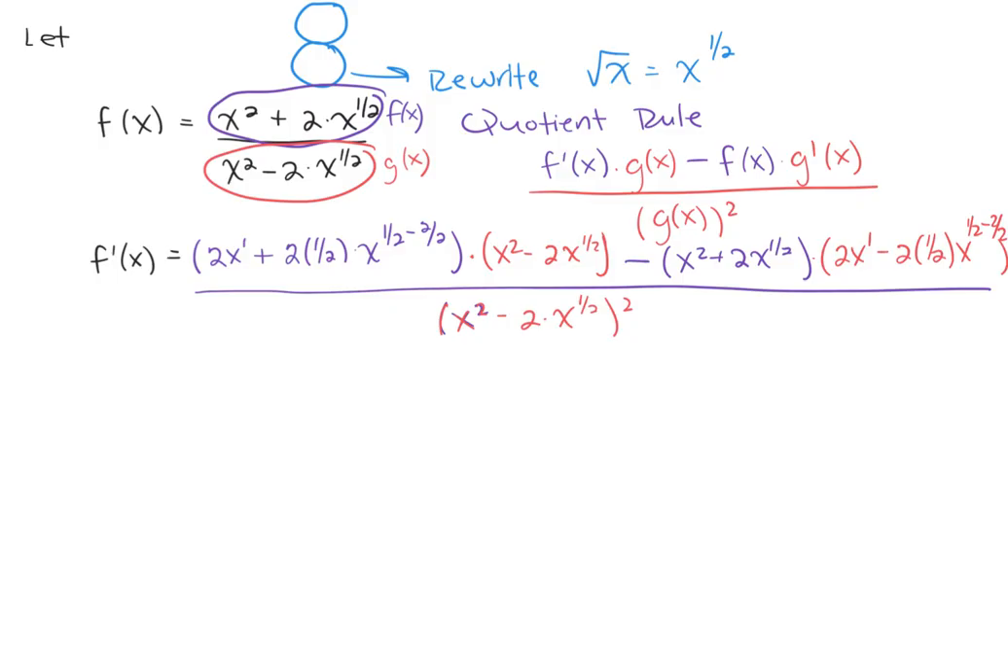All right, let's clean this up. Let me move over to the left here. I'm going to need a little bit more space to write. So what do we have here? I've got 2x in the numerator plus, and then 2 times 1/2 is just 1. And then I've got x to the 1/2 minus 2 over 2, so x to the negative 1/2. Okay.